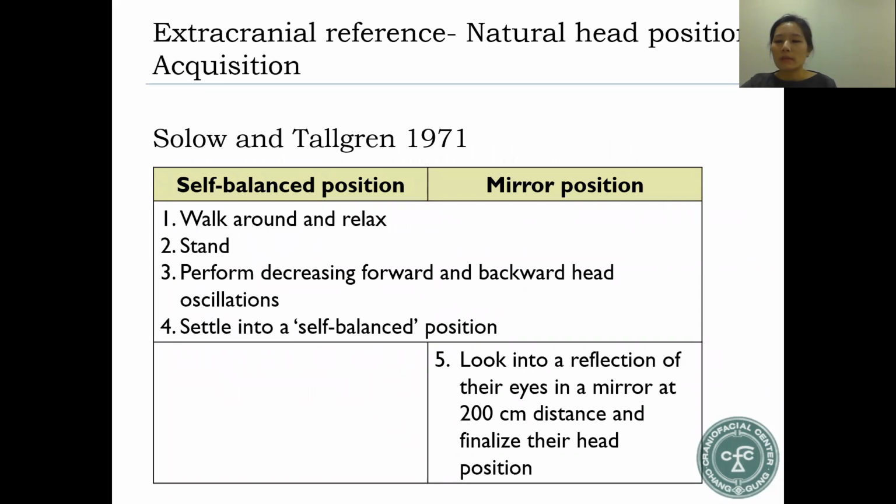A more delicate technique for establishing natural head position was developed by Solow. They recommended that patients first walk around and relax, and then the standing patient performs decreasing forward and backward head oscillations before allowing the head to settle into a self-balanced position. That gives us the self-balanced position first. For the mirror position, patients are then asked to look into a reflection of their eyes in a mirror at 200 centimeter distance and finalize their head position in that mirror position.